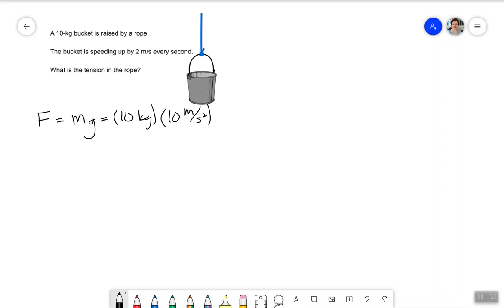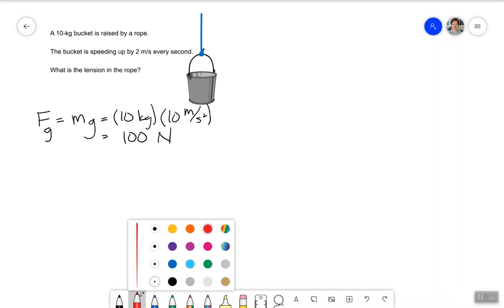But in fact, it's not that simple. Because that's not the tension in the rope. That is actually the force due to gravity. To find the tension in the rope, I really strongly recommend that you do not just try and shoot from the hip here. Practice using our method.